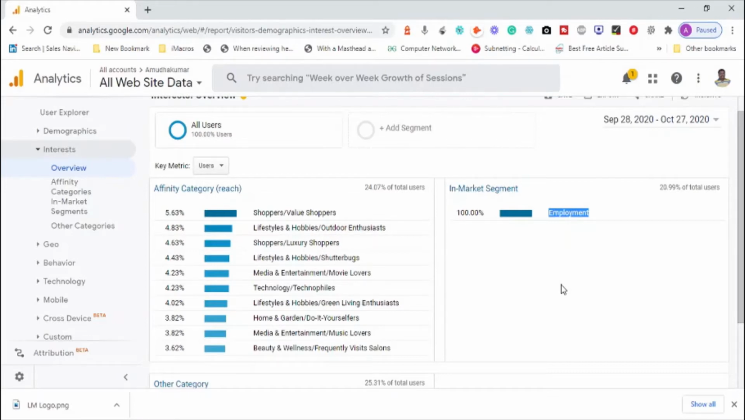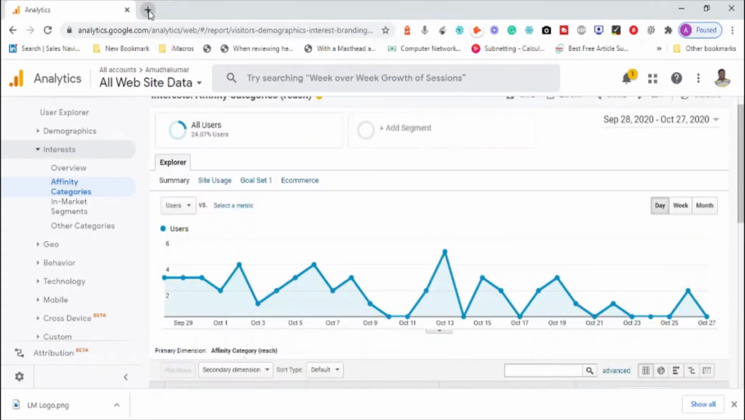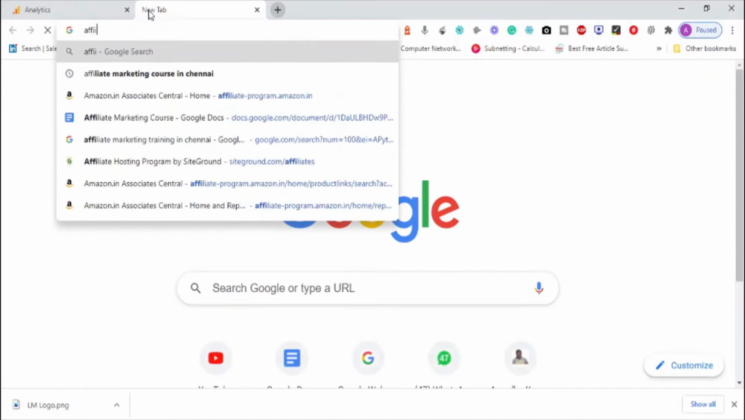There is a category called affinity category, and affinity basically means an attachment towards something. Let us see the affinity meaning.